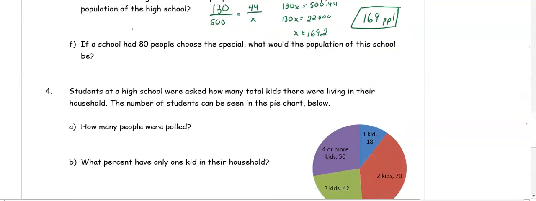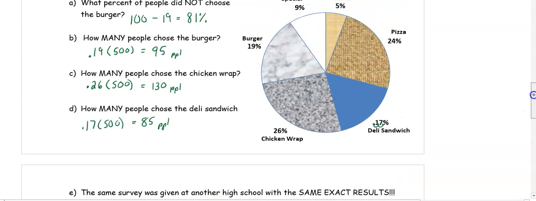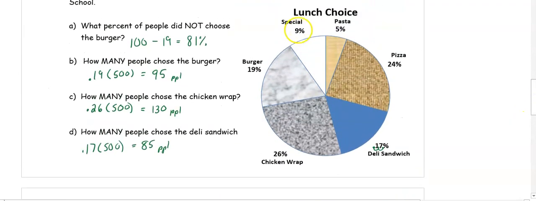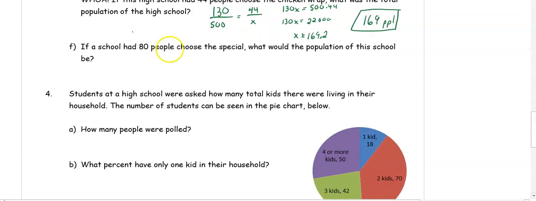So if the school had 80 people that chose the special, what would the population of the school be? So we don't know how many people chose the special, but we know that was 9%. So we know 9% out of 100% is going to equal 80 over the unknown population. So when we cross multiply, we get 9x equals 8,000 because we do 80 times 100. So we get 9x equals 8,000.